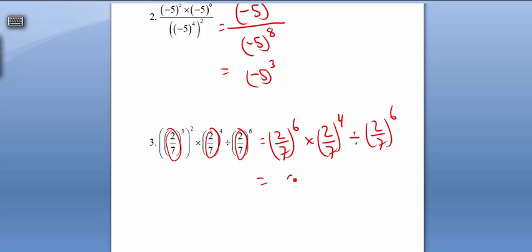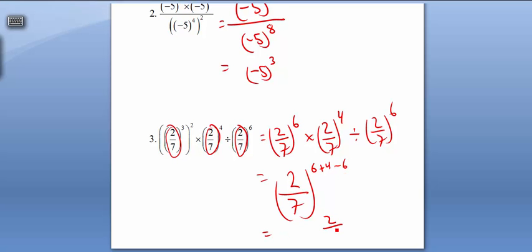So when I keep the base the same, and I'm multiplying and dividing, I can do it all at once if you want. It's going to be, well, let's do it 6 plus 4, because we're multiplying, we add the powers. Now we're dividing, we're going to subtract the power 6. So we end up with 2 over 7 to the power of 4. We're all done.